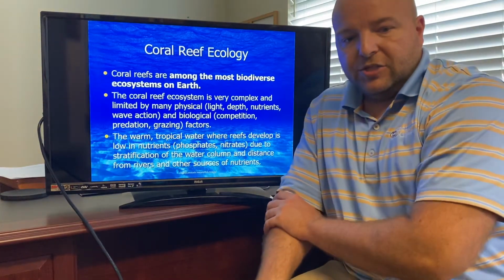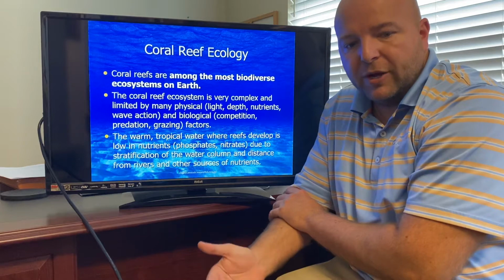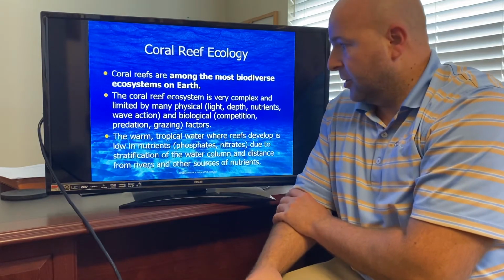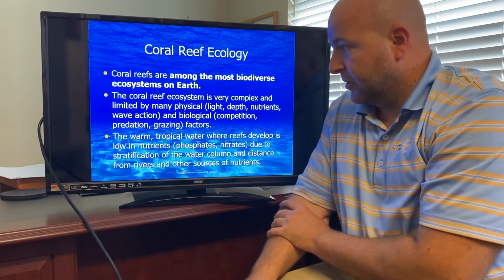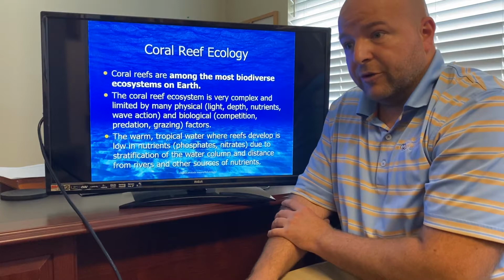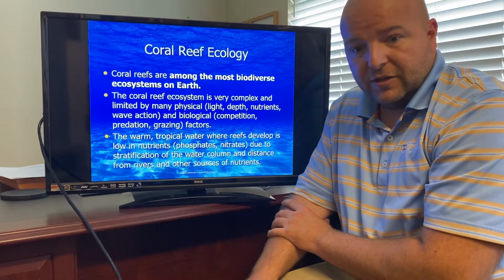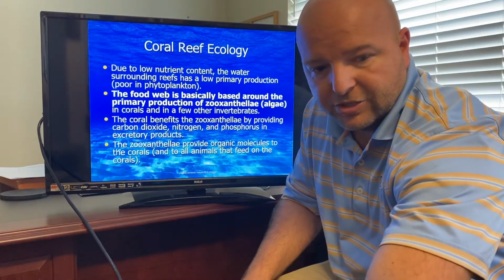Coral reef ecology. Coral reefs are among the most biodiverse ecosystems on Earth. We want you to know that there's lots and lots of life in these coral reef ecosystems, and so it's definitely a major concern for biodiversity to see that our coral reefs are bleaching and that a lot of these species may be in jeopardy.